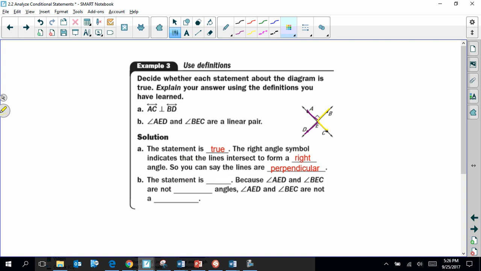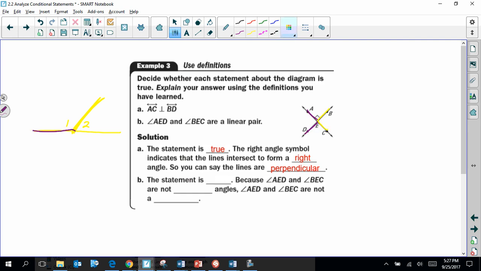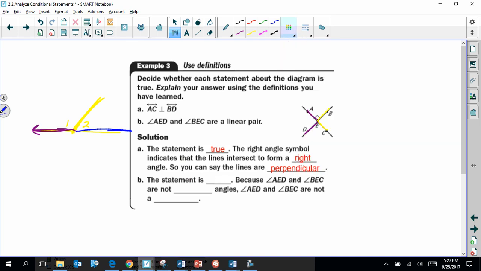Well, based on the definition, a linear pair of angles are angles that are adjacent to each other whose non-common sides form opposite rays, meaning they have to form opposite sides. So here I have angle 1, here I have angle 2. The side here that's common between angle 1 and angle 2, and the non-common sides, let me go back here, would be this side here and this side here. The non-common sides have to form a line. And that's not what we see in this diagram.